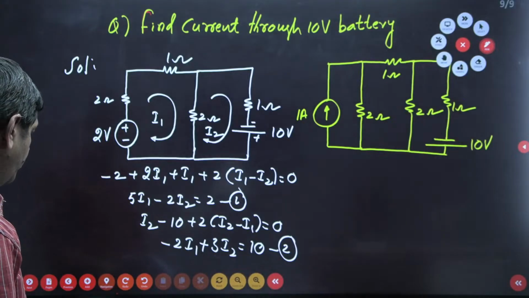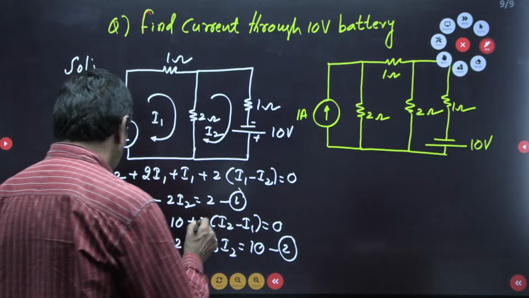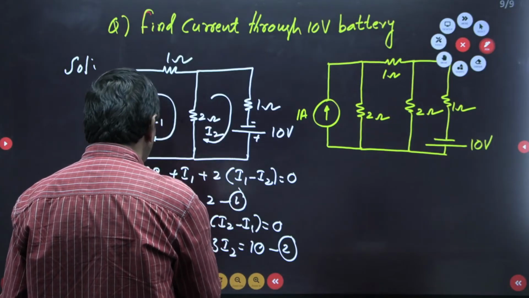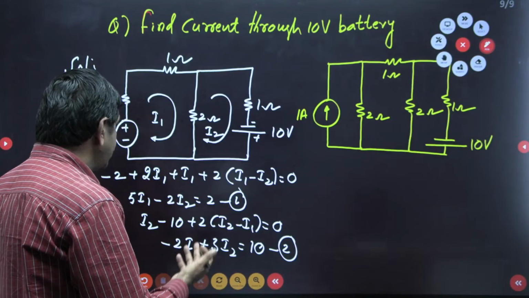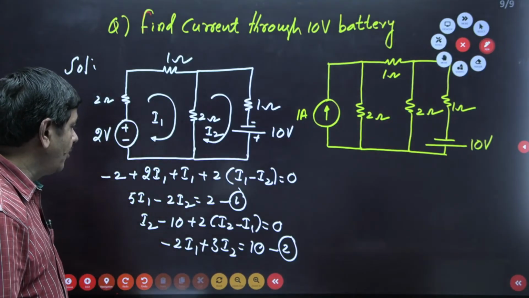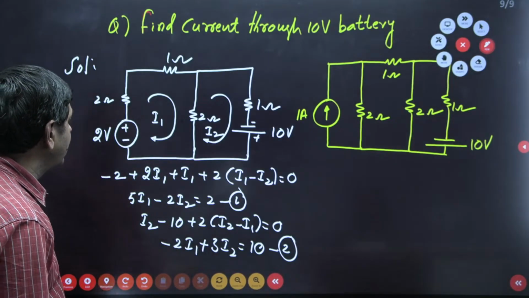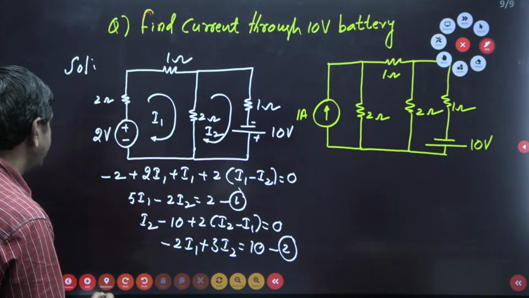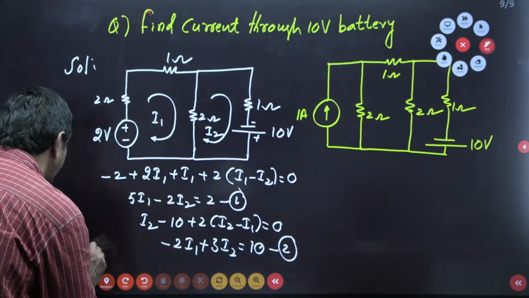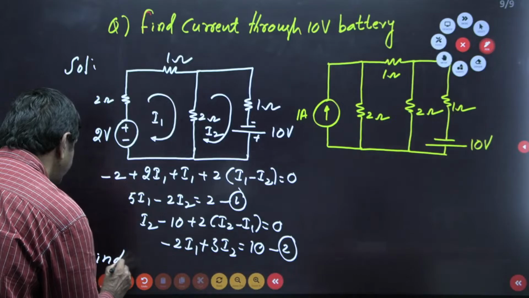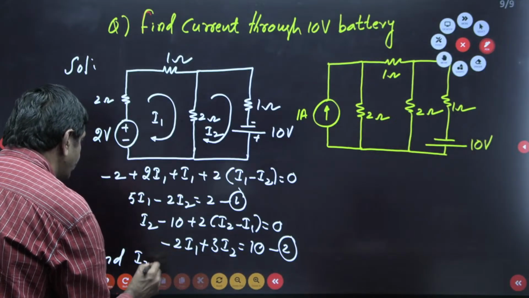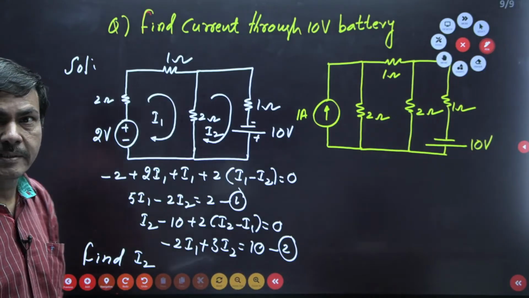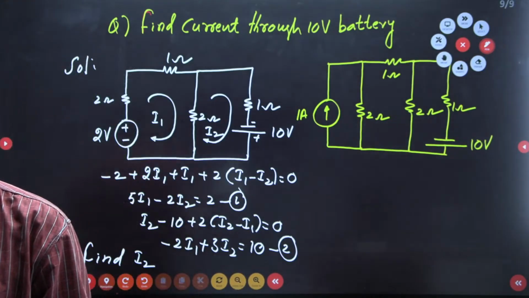2 into I2 we are getting here, minus 10 is possible. Yes, correct only now. Now to solve this, by using these two equations you can measure I2. Find I2, because we want the current through the 10 volts. What I2 is possible? You calculate using a calculator, you can get the answer.